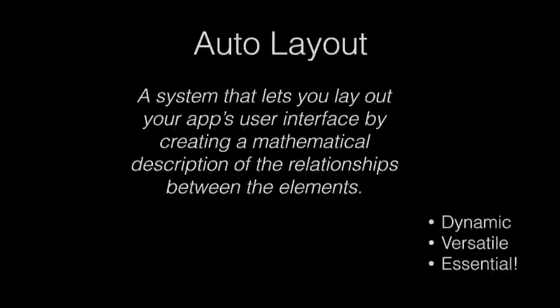So, auto layout's a system that lets you lay out your app's user interface by creating a mathematical description of the relationships between the elements. We define these relationships in terms of constraints, either on individual elements or between sets of elements. Using auto layout, we can create a dynamic and versatile interface that responds appropriately to changes in screen size, device orientation, and localization. So by using auto layout, we can ensure that the views in our apps are correctly sized so they look great no matter what device or orientation we're running on.